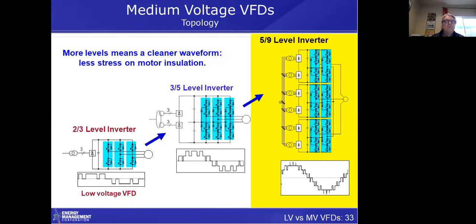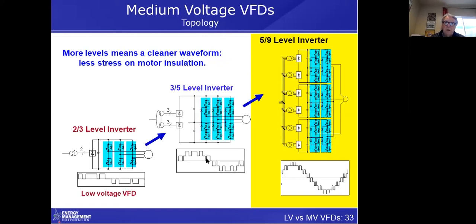All low voltage drives are 2-level inverters. And that's why you have the problem with those steep spikes that go from, let's say on a 480-volt drive, 0 voltage up to maybe 650 volts suddenly, and that can be very difficult on insulation. Now, all low voltage drives are like that, but not all medium voltage drives are like that. Some are, but most are not. Here's a 3-level inverter. Notice we have two different DC buses, and now you have 3 levels.